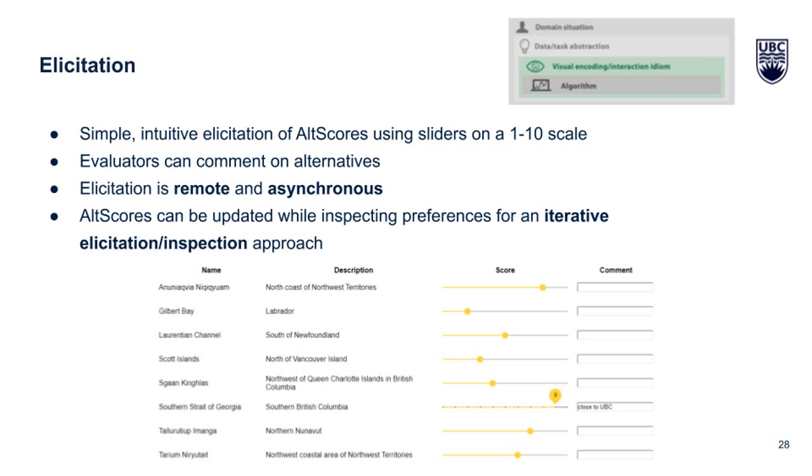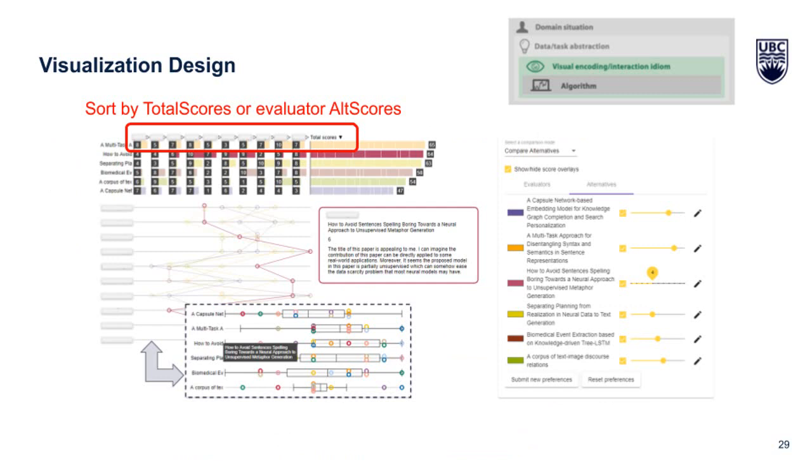They may also enter comments about alternatives to provide additional insights to decision makers. This interface design is mirrored in the visualization controls, allowing evaluators to update their preferences in a consistent way. Users can sort alternatives by total score or by an evaluator's alt scores by clicking on the relevant text labels.